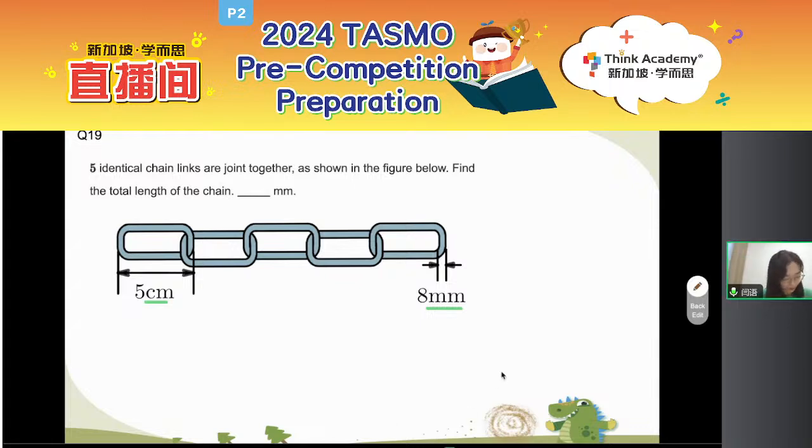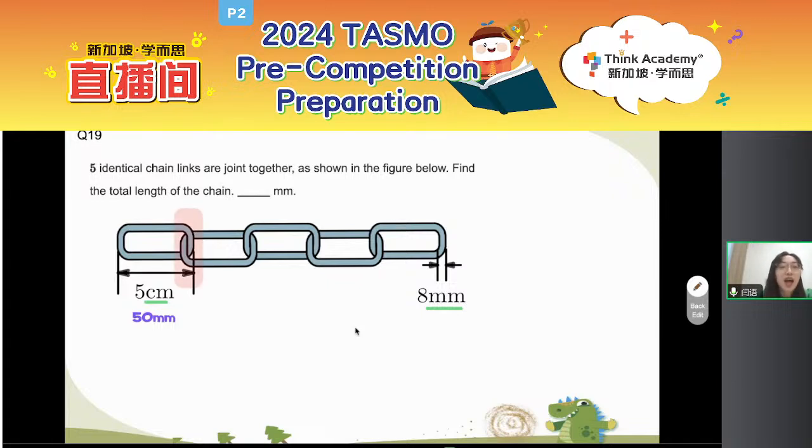Okay, what is the answer? Yes, okay. Now let's check. So firstly, do remember to convert the units. For 1 cm, actually, that is 10 mm. So here for 5 cm, that is 50 mm. And after this, can we just say, okay, the total length of the chain is 5 times 50 equals 250? Am I correct? No. Oh, good job. I see some students answer it correctly.